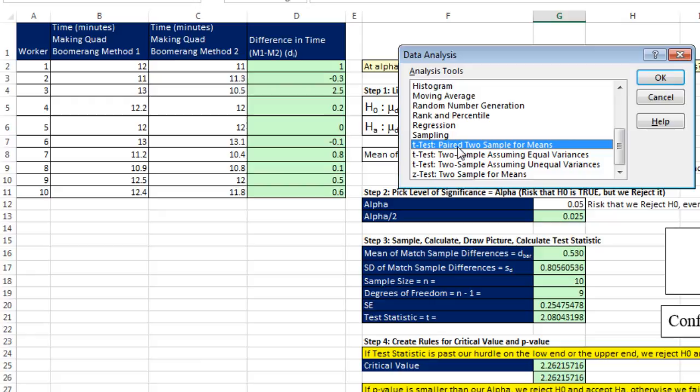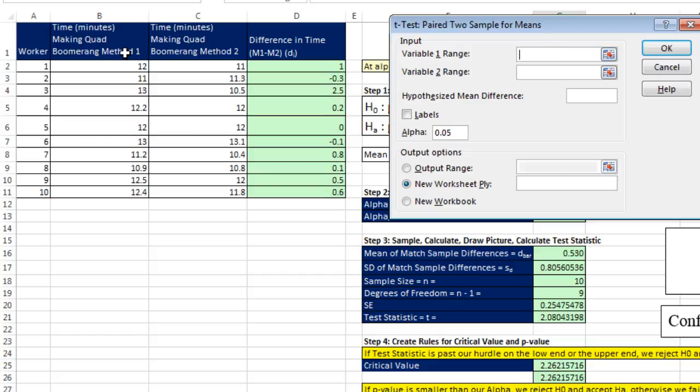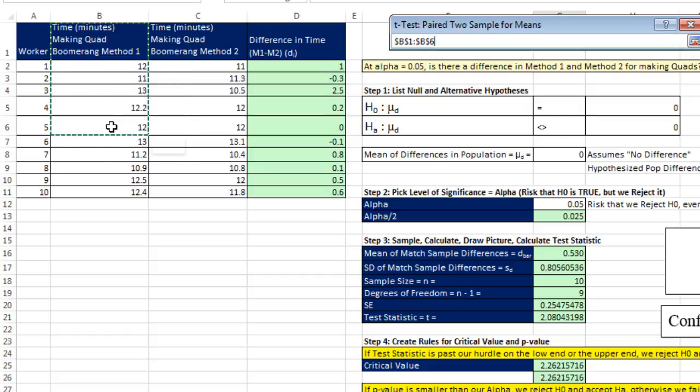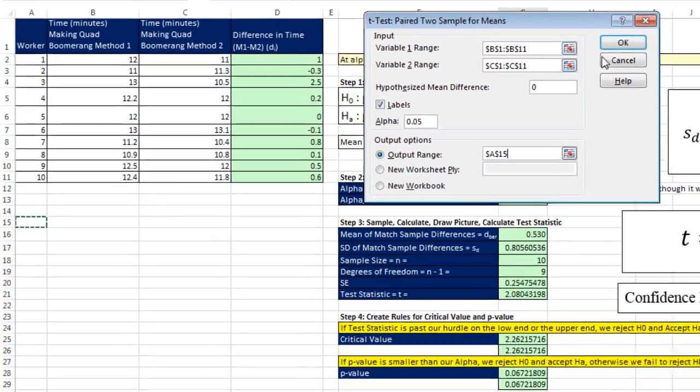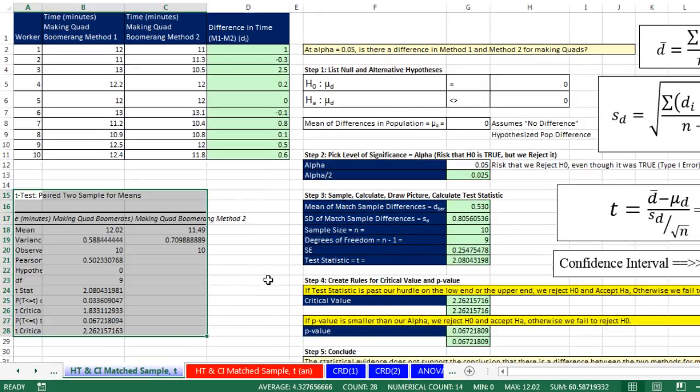Now notice they use paired, we use matched. Well, when I click OK, the dialog box comes up, Variable 1 Range. I'm definitely going to highlight the header and all of the numbers. Variable 2 Range. Our hypothesized mean difference, there's no way to link this. There's no collapse button, so we simply have to type the 0 in. We definitely have labels, alpha 0.05, and we want to put it on this worksheet. There's a collapse button there, so we can simply come over, and I'm going to put it at A15. When I click OK. You got to be kidding me.